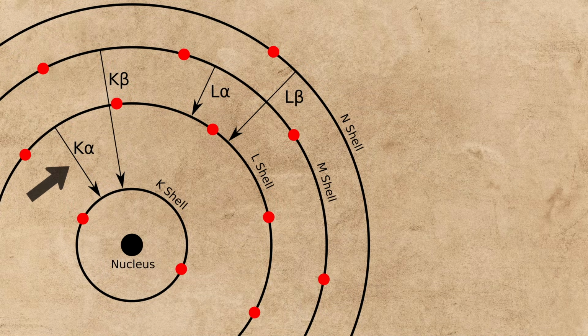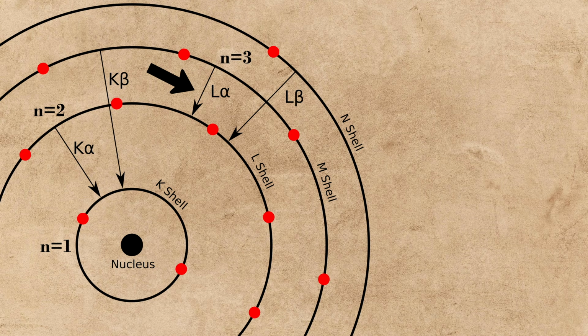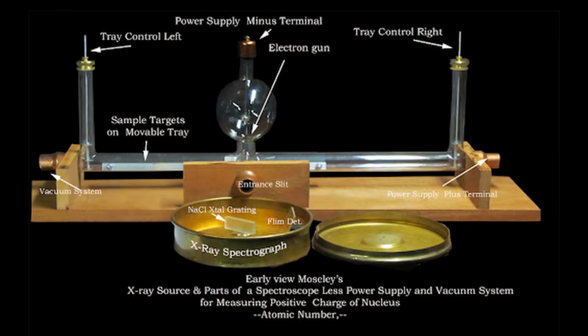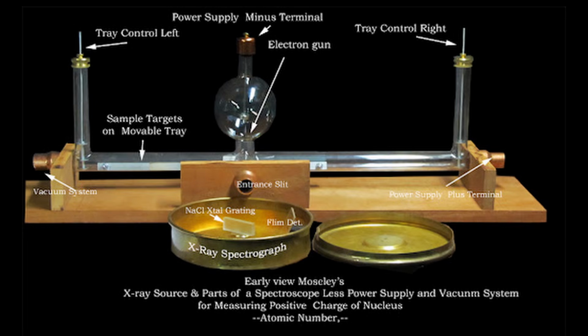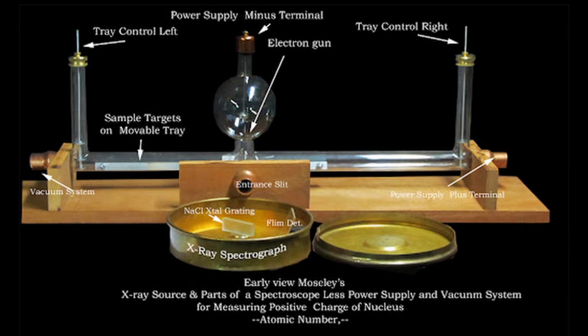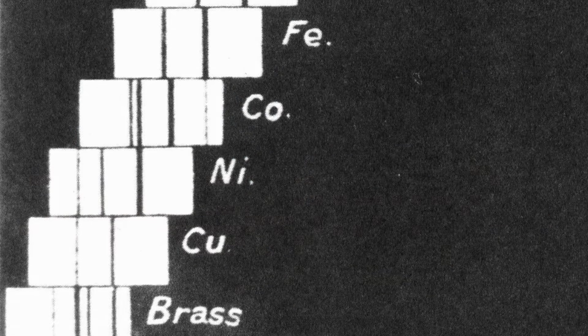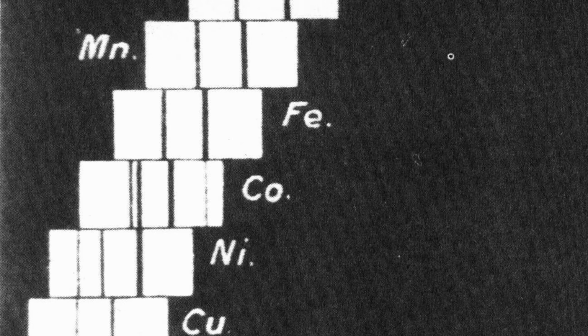K-alpha rays represent a transition of an electron from the n equals 2 to the n equals 1 level, and L-alpha rays represent a transition of an electron from the n equals 3 to the n equals 2 level. He tested his apparatus on many elements of which many characteristics were already known, such as aluminum and gold, and what he found was a linear relationship between the element's atomic number and the square of the frequency of the emitted alpha rays.